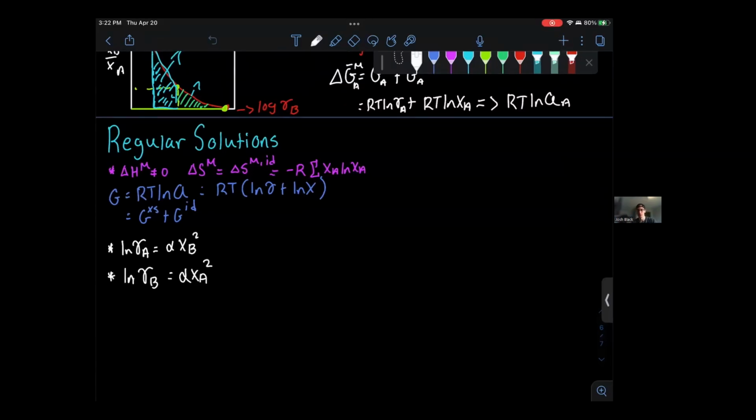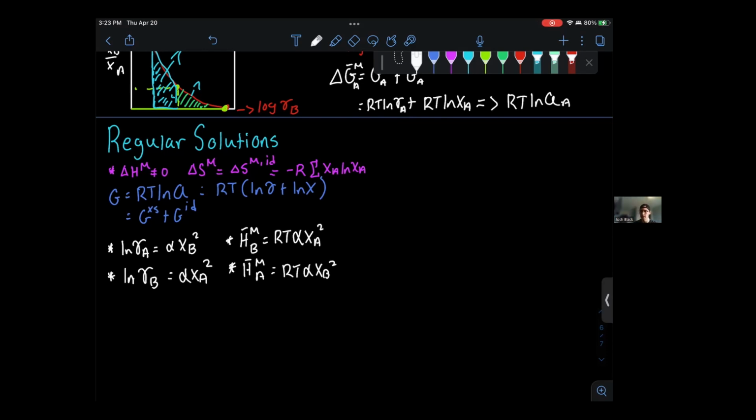Now, what you might be asking yourself is, where does this stuff come from? Where did these two new terms come from? Well, I'll explain it to you. We're going to start off by defining the partial molar enthalpy of B to just be equal to RT alpha multiplied by XA squared. And we're going to get our partial molar A to be equal to RT alpha XB squared.